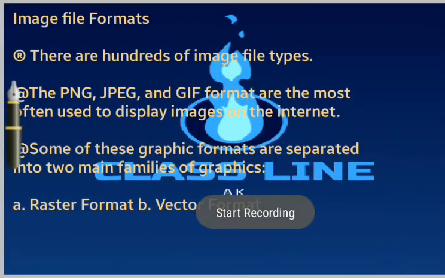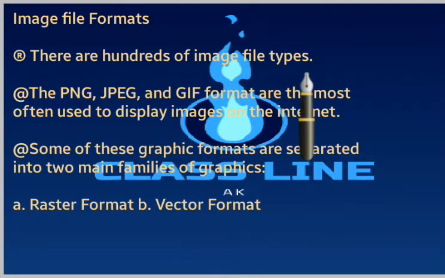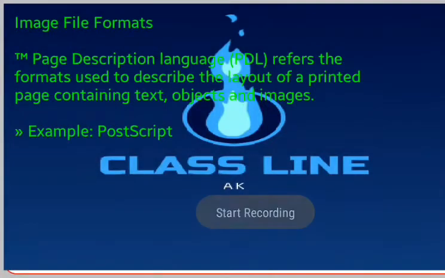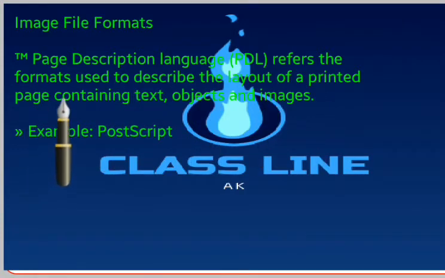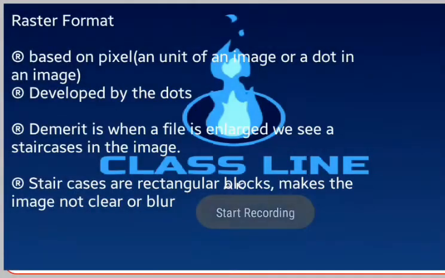There are hundreds of image file types. The PNG, JPG, and GIF formats are the most often used to display images on the internet. Some of these graphic formats are separated into two main families of graphics: raster format and vector format. Page description language, PDL, refers to the format used to describe the layouts of a printed page containing text, objects, and images. For example, PostScript.